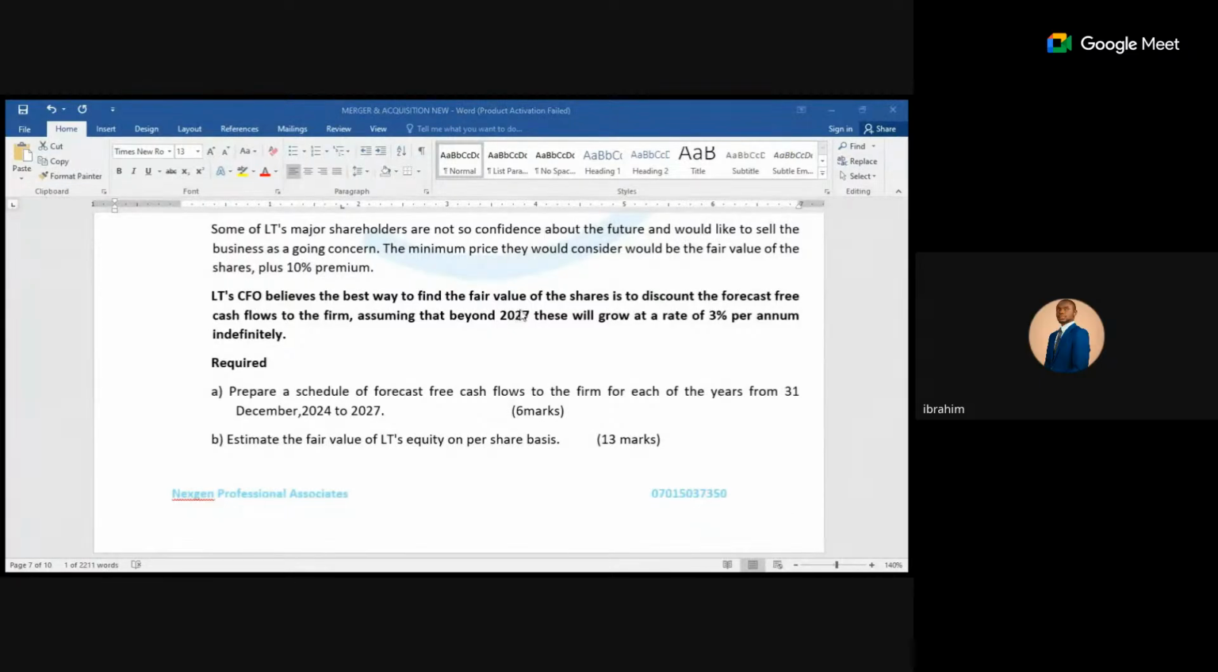is to discount the free cash flow. Because the free cash flow is 19 marks. Assuming that it will grow by 3%, meaning that you discount the free cash flow to the firm and grow it. Then, before you say you want to determine the fair value of equity, remember that it includes both equity and debt.